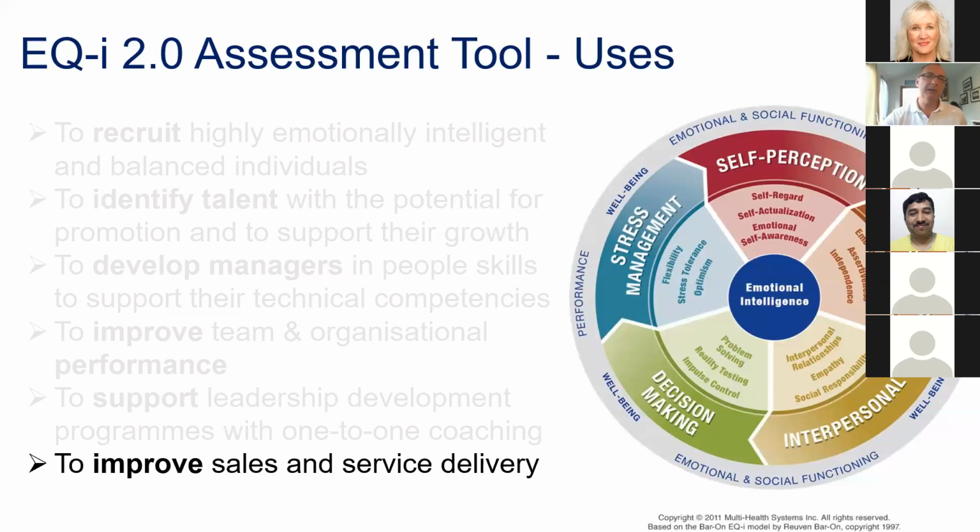And the last piece about here is it does, and it's been proven, to improve sales and service delivery, because it goes back to the individual each time about how to improve your emotional intelligence and these 5 composites and then the subscales that sit underneath them.